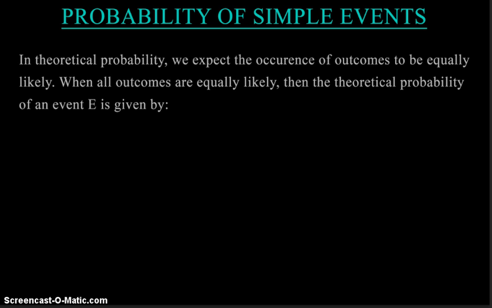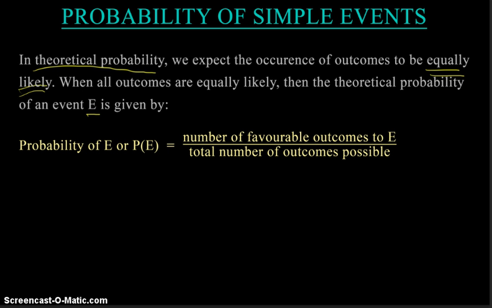So in theoretical probability, we expect the occurrence of outcomes to be equally likely. So when all outcomes are equally likely, then the theoretical probability of an event E is given by probability of E, or P of E, is equal to number of favorable outcomes to E divided by total number of outcomes possible.